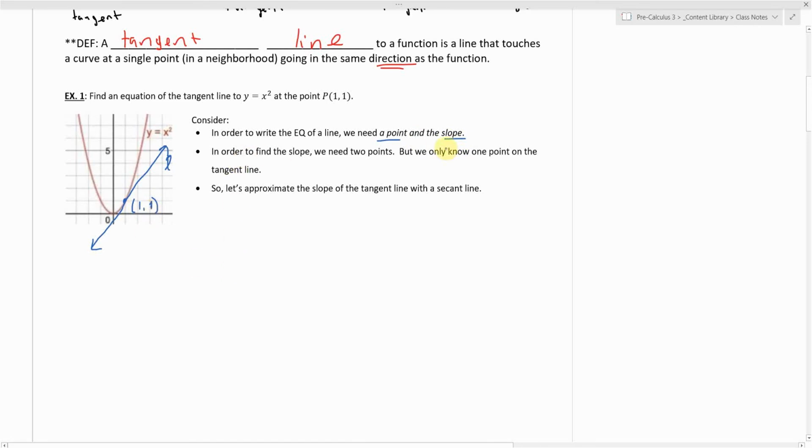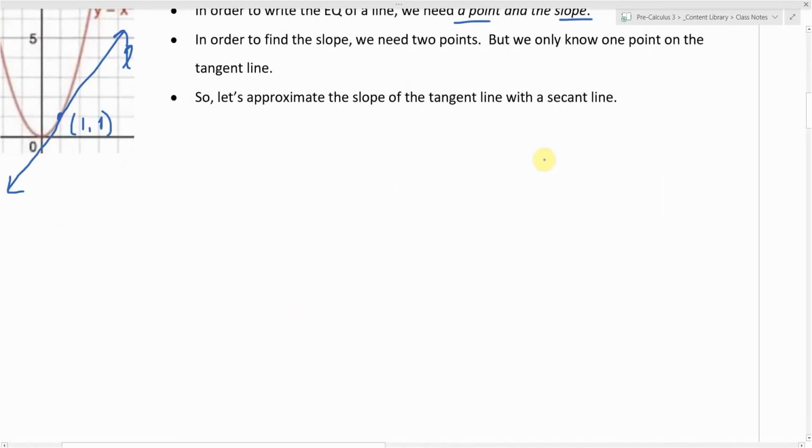What we need is a slope, but in order to find the slope, we have to have two points. And we don't have two points. We only know one point that's on this blue line, right? We're trying to write the equation of the blue line, and we only know a single point, and we don't know the slope. And in order to know the slope, we have to have two points, which we don't know, so we're kind of in a trap here. So what we're going to do is approximate the slope of the tangent line with a secant line. If you'll remember, just real quickly, a secant line goes through a curve at two points.